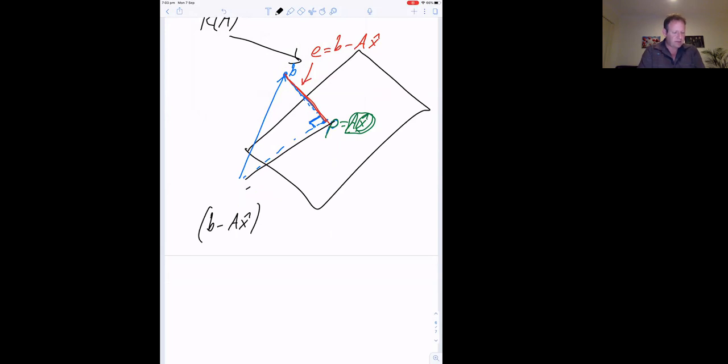So what we can do is write A transposed. The first row of A is called A1 transpose. That's the name we're calling the rows. The second row is A2 transposed, up to the last one, which is AN transposed.